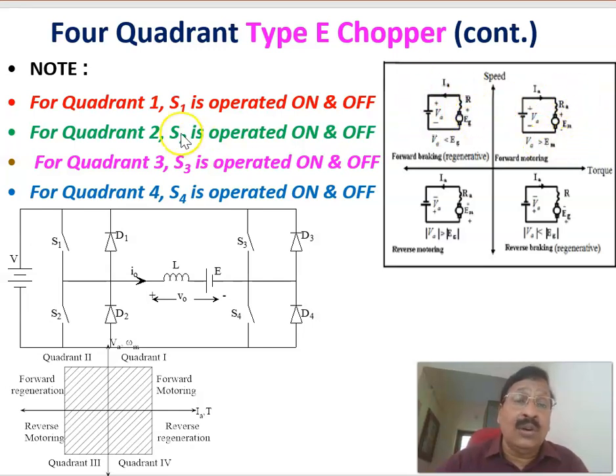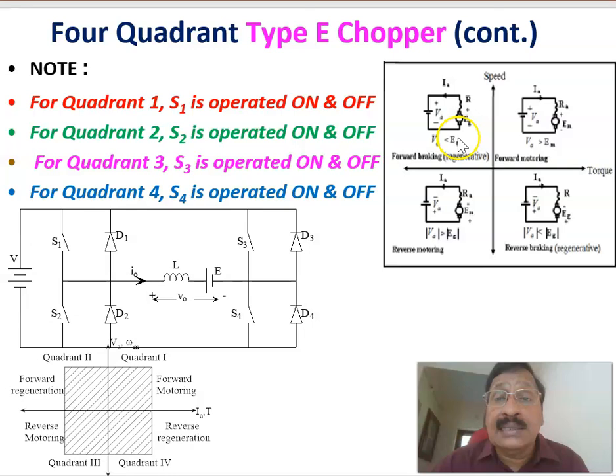And the second quadrant operation is when S2 is operated at high frequency. On-off control is done for S2 here. In that case, it is called forward braking action or regeneration. The power is flowing from the motor into the source, and regenerative braking is taking place.